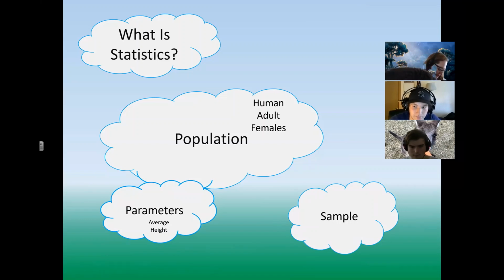No, squirrel. You are a female, but you are not a human adult female. I know, it's a very tricky issue there.